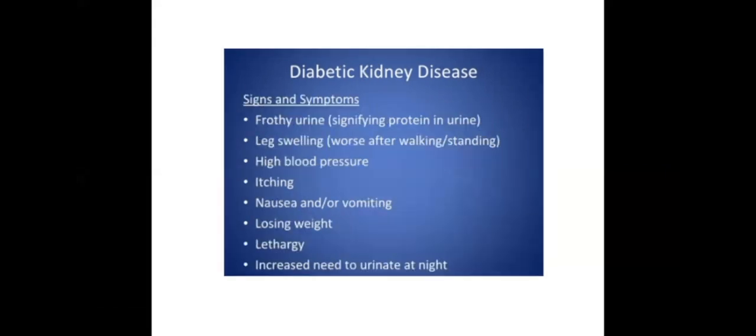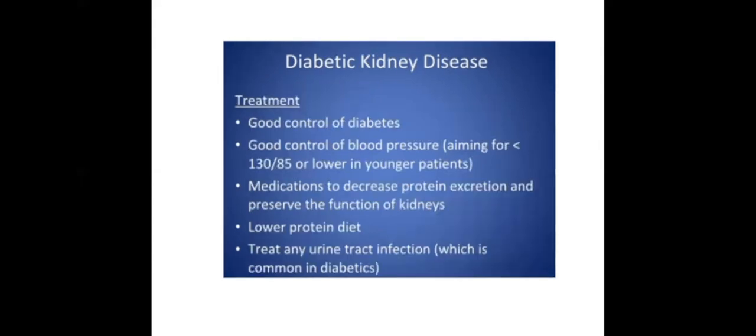Then what are the symptoms of diabetic kidney disease? Frothy urine, swelling of the lower limb or leg, and when the person walks or stands, this leg swelling becomes worse. High BP, itching, vomiting and nausea, weight loss, lethargy, where the patient will feel very tired and sick all the time, and increased need to urinate at night. The person will go for urination at least 3 times, 4 times, even 5 to 6 times. So the increased need to urinate at night increases in diabetic kidney disease.